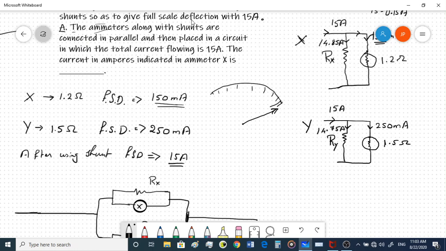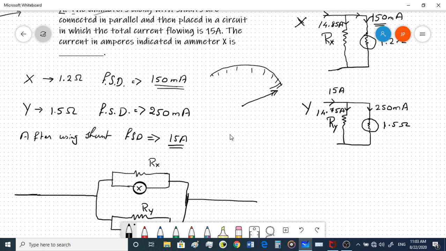the ammeters along with the shunts are connected in parallel and then placed in a circuit in which the total current flowing is 15 amperes, right? So the total current flowing in this circuit, so this is the circuit somewhere starting from this point, and there could be some other devices over here. So the total current that is passing through the circuit is given as 15 amperes.